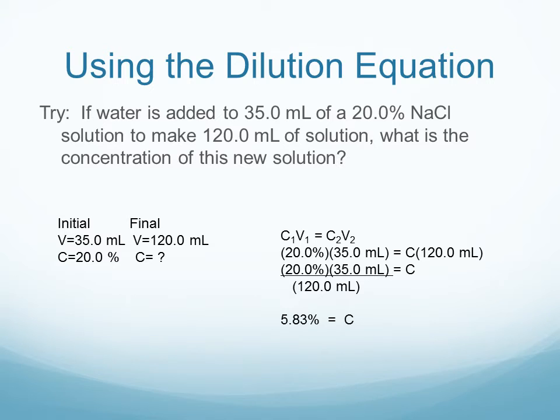So if we plug these values into our dilution equation, C1V1 equals C2V2, then 20% times 35 is the unknown concentration times 120. And so if we divide both sides by 120 milliliters, again, keep the units with you, so the milliliters will cancel and our new concentration will be in percent, just like our old concentration was. So our new concentration is 5.83%. And this makes sense because we're diluting a 20% solution, so we should have a lower concentration when we stop.